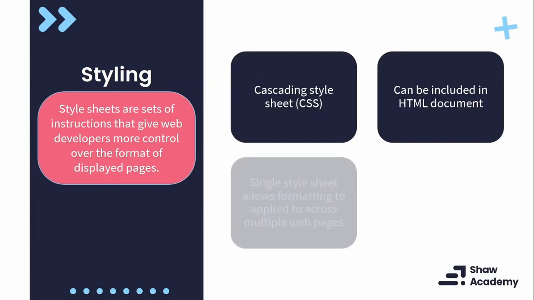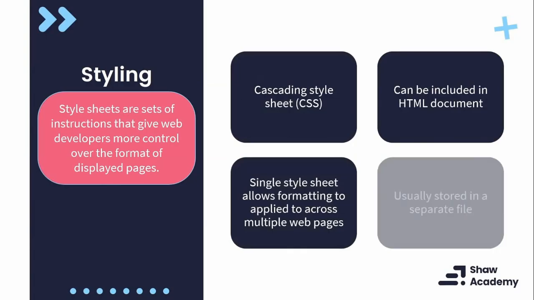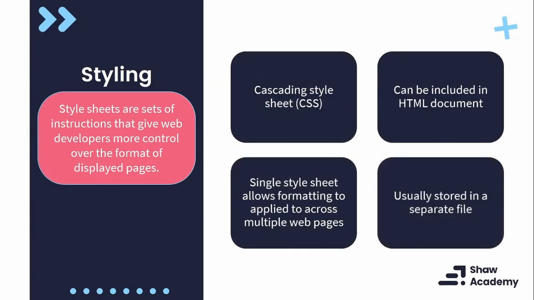We can also use a single style sheet to style multiple pages across our website, and this is the preferred approach when it comes to CSS style sheets. Lastly, we usually store our CSS and JavaScript documents in a separate file, and we reference our CSS document inside our HTML document. Now, here is a typical example of CSS code.